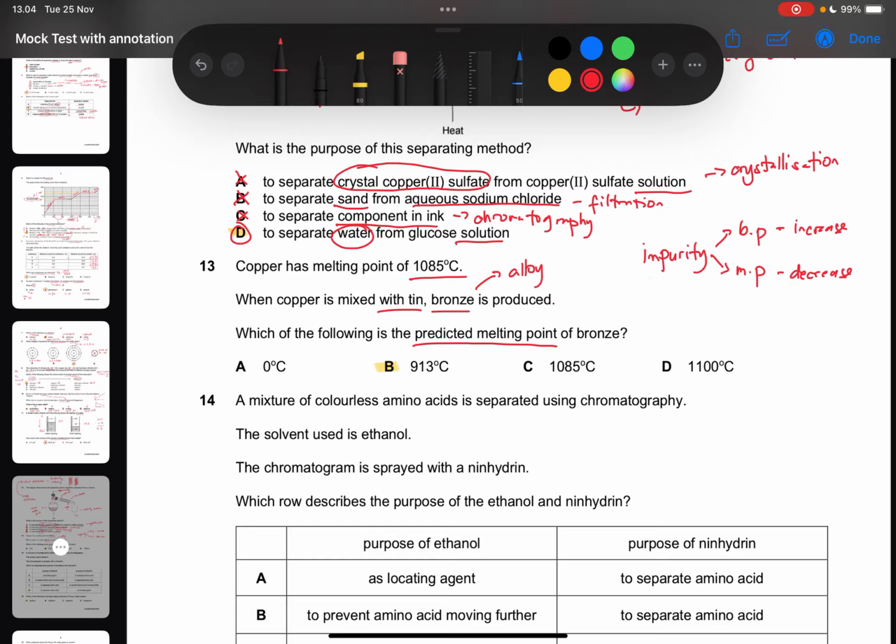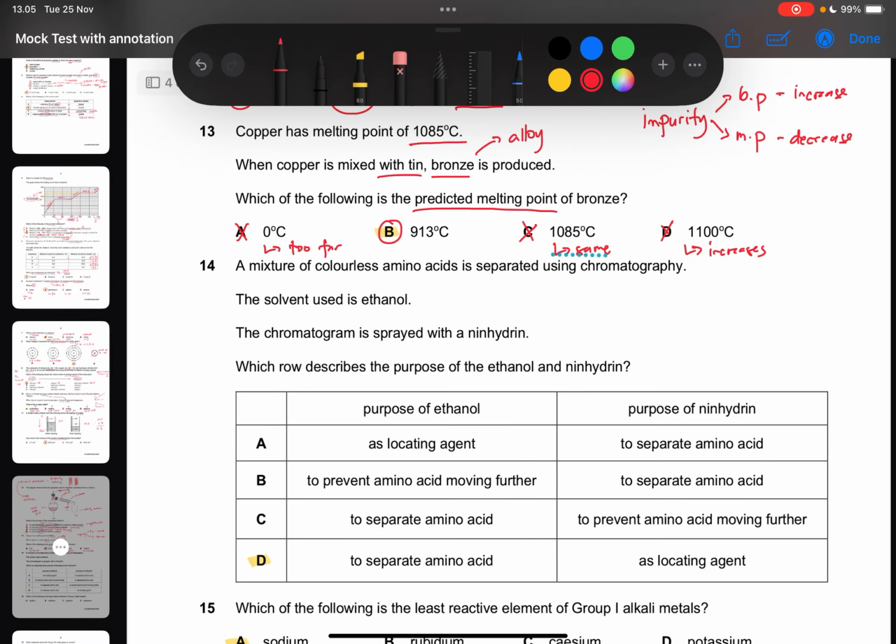So we're expecting that from 1085, the melting point will decrease. So that's why our answer is B. So it's not C because it's the same. And not D as well because this one increases. Now why not A? Because 0 is too far from 1085. It will decrease, but it will not decrease that far. So 918 is the predicted melting point of bronze.